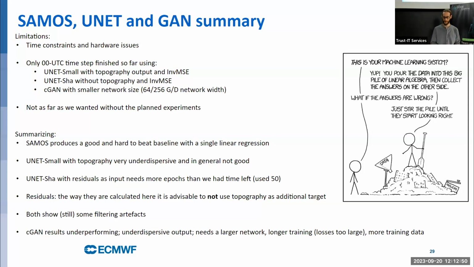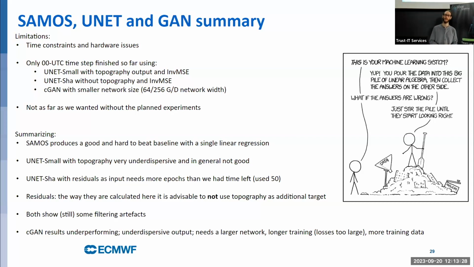Of course, the solution, like also depicted in the comic, is to try a larger network, longer training, and more training data. The training data was also a limiting factor, because we split the training into these 3-hourly time steps, which meant that our order of magnitude for the samples was about 10 to the 3rd, which is quite low, because usually you have 10 to the 5th or 10 to the 6th samples. So more training samples would definitely help to tackle these issues.